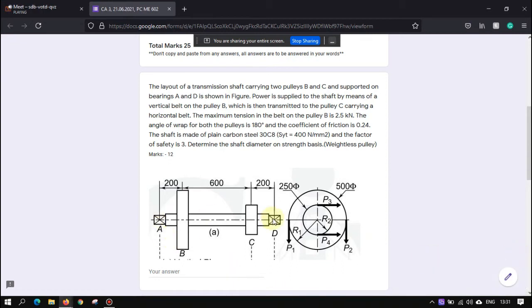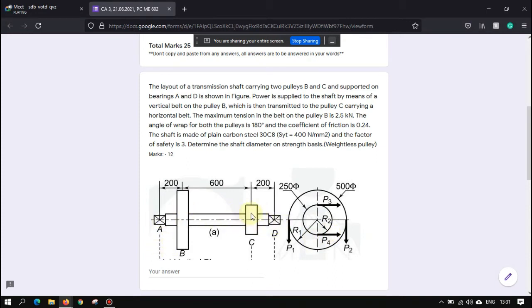This is a transmission shaft. A and D are the bearings. B and C both are pulleys. Now B is the pulley which has a vertical load. That means a belt is wrapped vertically, as you can see, P1 and P2. Similarly, for the pulley C, another belt is wrapped which exerts forces P3 and P4, but in the horizontal direction.